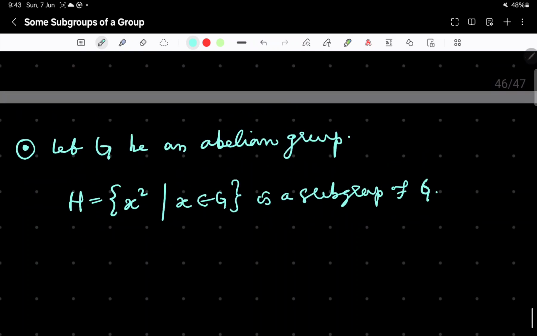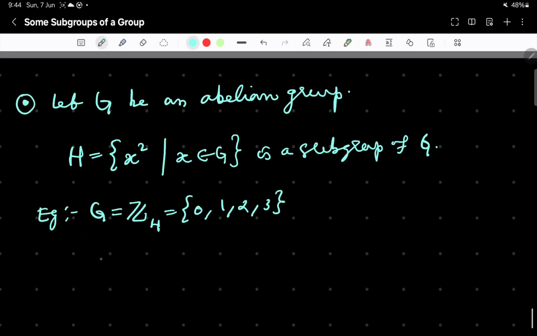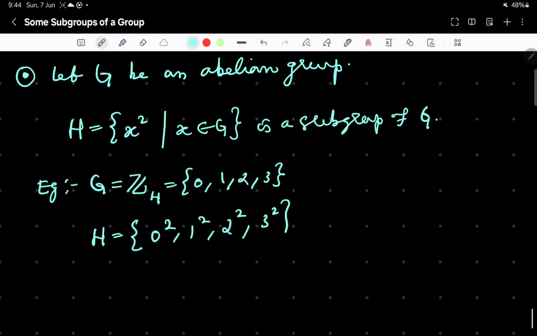Okay, so what is an example? If you take a group G equal to Z4, what is this set? 0, 1, 2, 3. Now what we are collecting, our H in this case, are the x squares. So 0 square, 1 square, 2 square, 3 square, all under addition modulo 4.